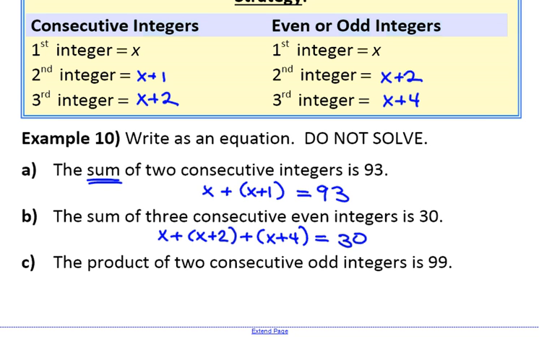And C, the product, which is what? Multiplication of 2 consecutive odd integers is 99. So the first one is always an x. Since it's a product, we're multiplying, times the second one, and the next odd integer would be x plus 2, and that is 99.